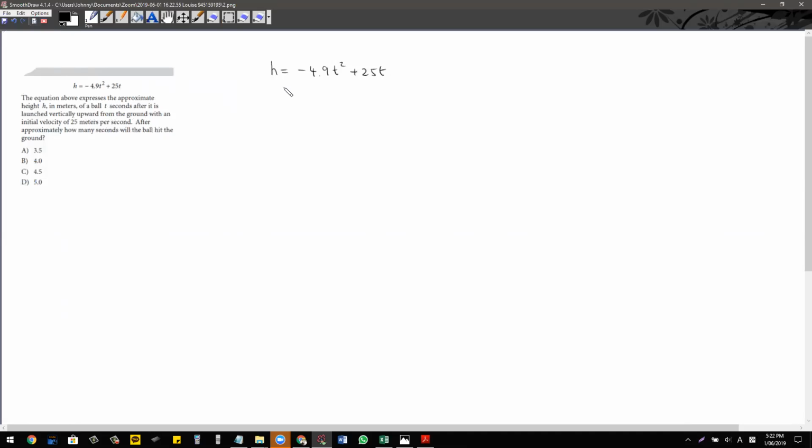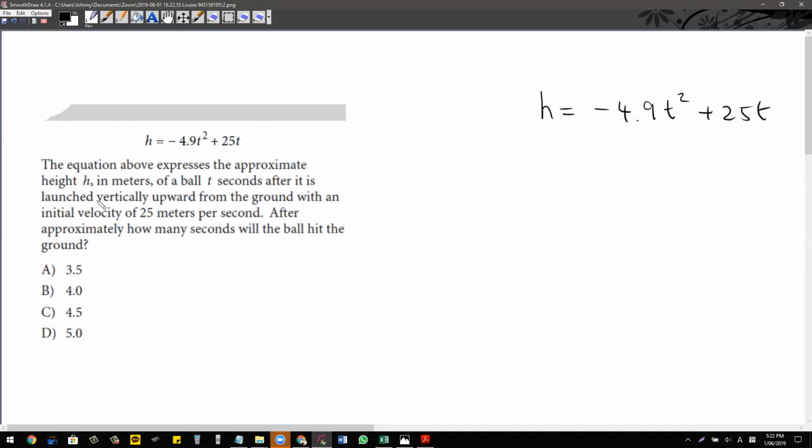So what is this all about? I'm going to zoom in a little bit. The equation above expresses the approximate height in meters of a ball t seconds after it is launched vertically upward from the ground with an initial velocity of 25. After approximately how many seconds will the ball hit the ground?